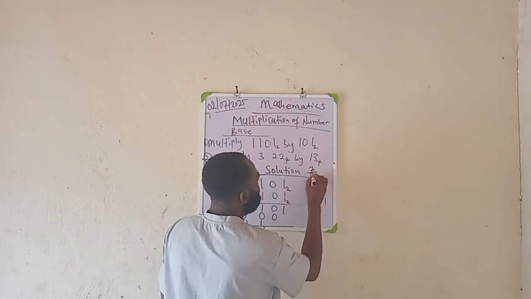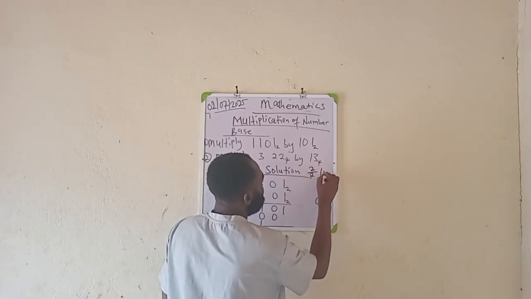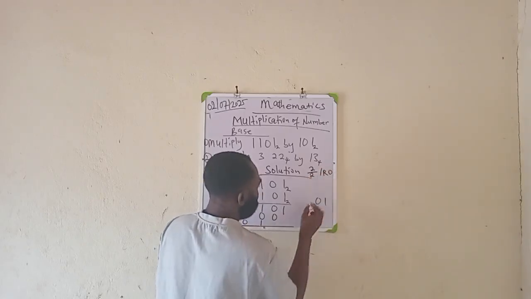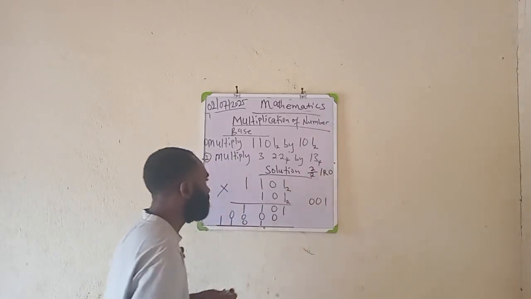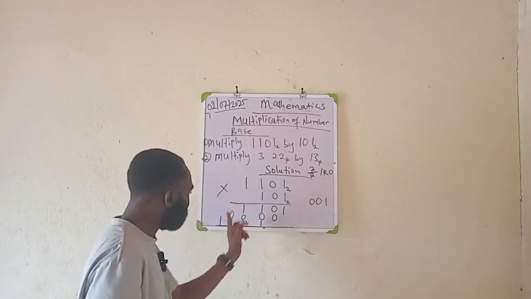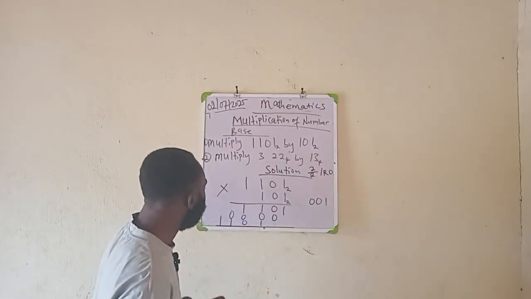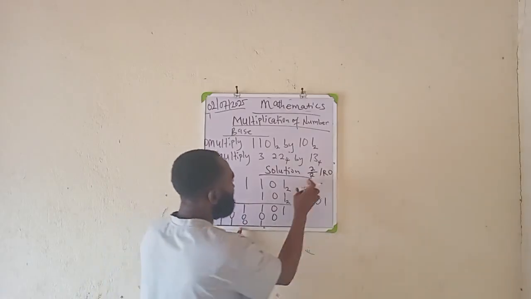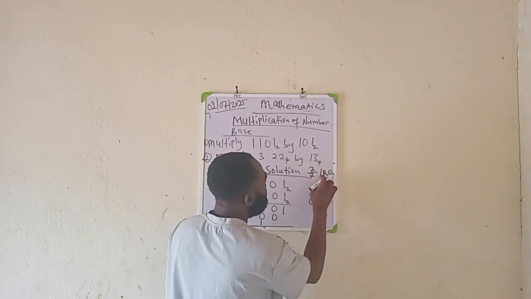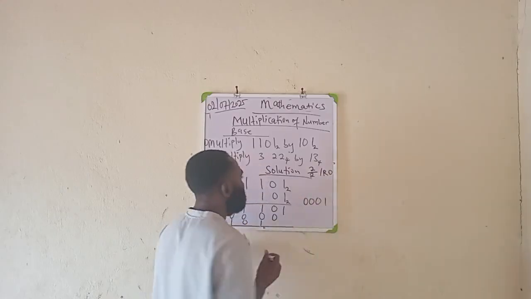2 divided by 2 is 1, remainder 0. So the answer will be 0. You take this to the next. So that will be here, 1 plus 1 is still 2 plus 0. So it's the same thing. 2 divided by 2 will give you 1 remainder 0. So here is 0.